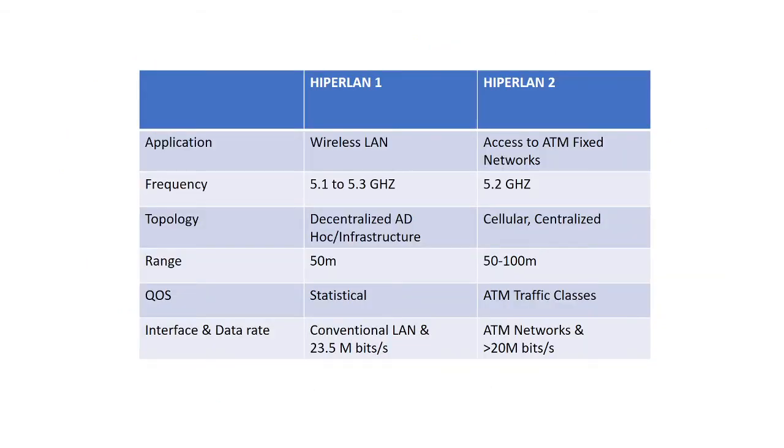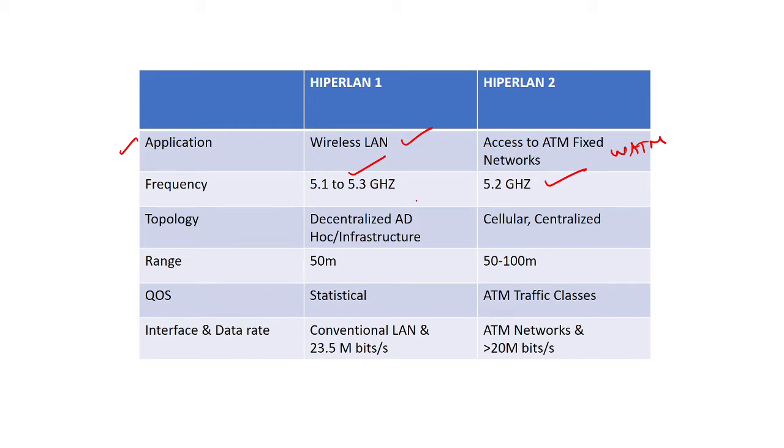So next is a comparison between Hyperlan 1 and Hyperlan 2, very important. The application we use in Hyperlan 1 is wireless LAN, and the application we use in Hyperlan 2 is with respect to WATM, that is fixed ATM networks. The frequency is 5.1 to 5.3, and the center frequency is 5.2 gigahertz for Hyperlan 2. You can also start working with Hyperlan 2 at 5.3 also.